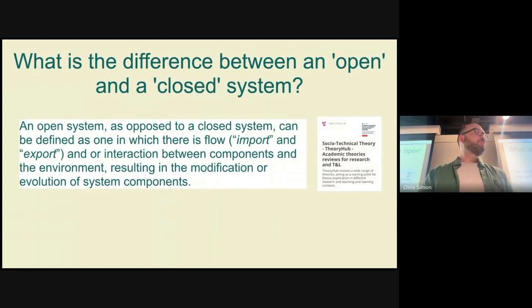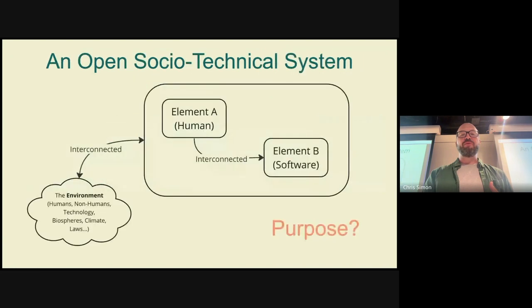We can also think more precisely about open versus closed systems. So an open system is one that has import or export flow. Lots of things flow back and forth across the boundary of an open system. But we can visualize it in this way. So we've got a system with now a boundary to isolate it from its environment, but it's not completely isolated. It's interconnected. There's a flow, and the things in the environment are the humans, the non-humans, technology, climate, regulations, laws, you know, all these sorts of things. And there's a flow across there.